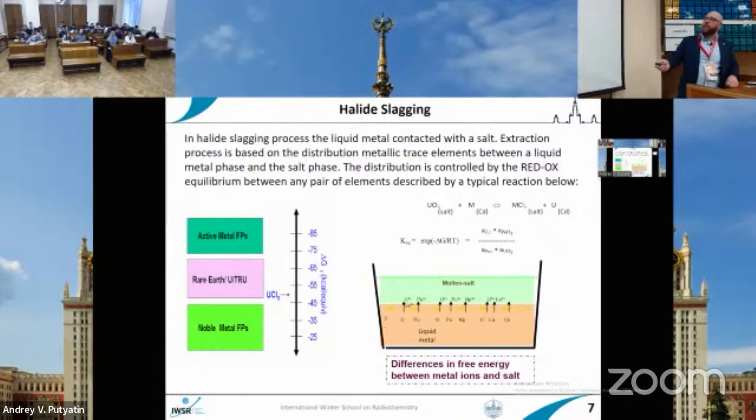And by applying a certain potential, we can make it possible for different metals. We can extract uranium, we can extract plutonium, or we can extract, for example, noble metals, depending on what we would like to separate.